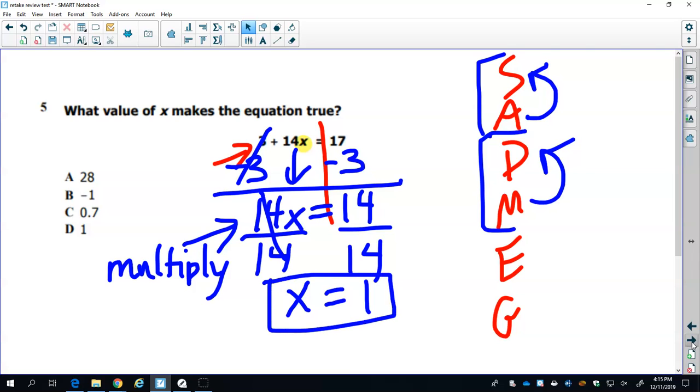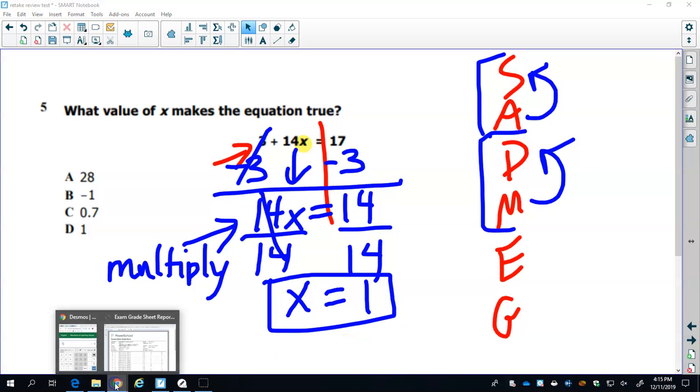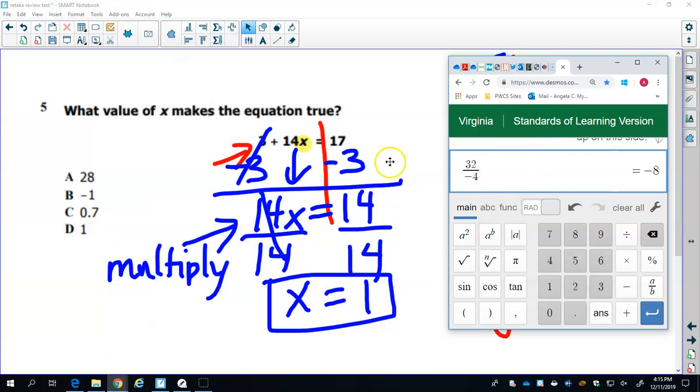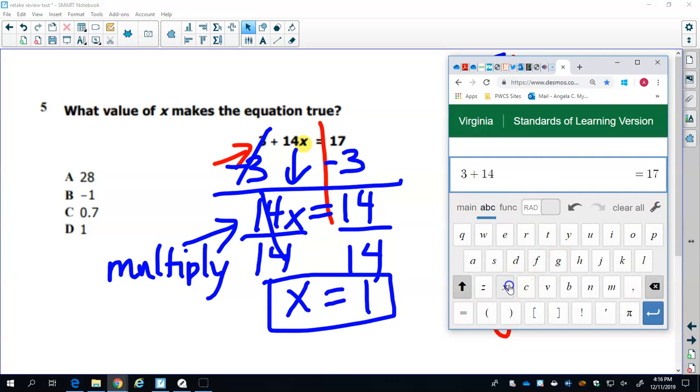Now I also wanted to show you, with a multiple choice question like this, you could try the different choices and put them in using your Desmos calculator. So let's look at that now. I'm going to pull up my calculator, and I'm going to clear this. And what I'm going to do is put in the original, the 3 plus 14x. Okay? I'm trying to find what value over here would give me an answer of 17.